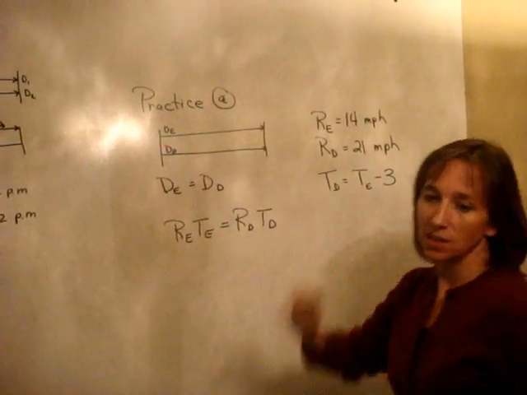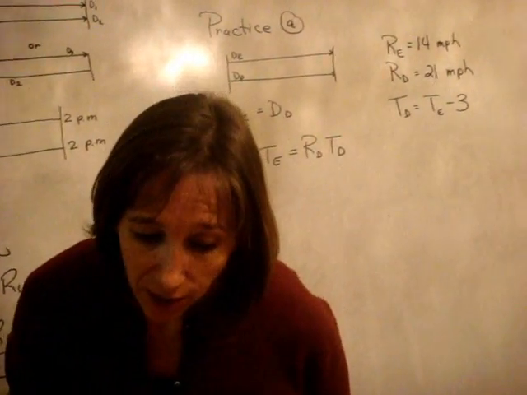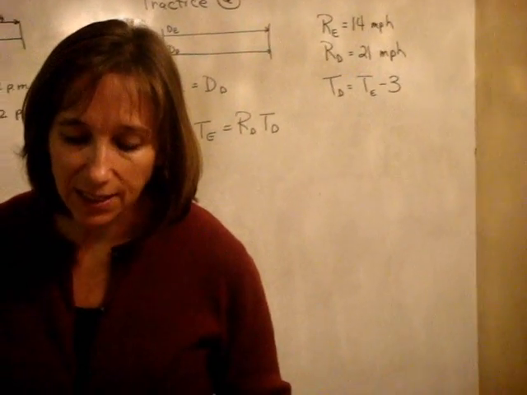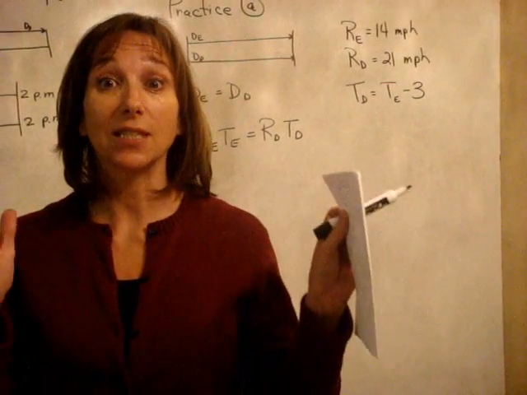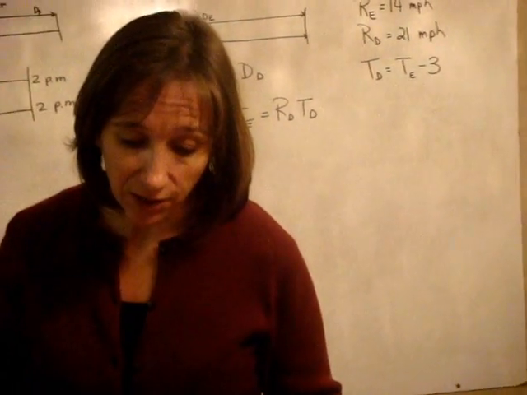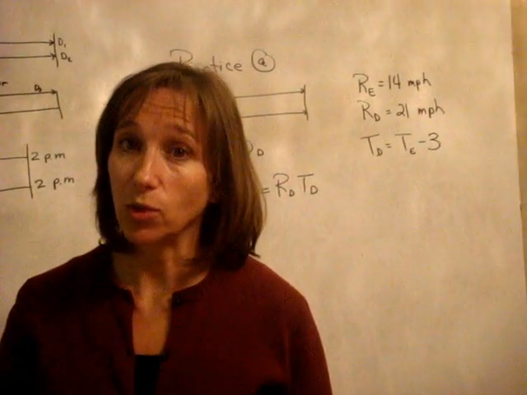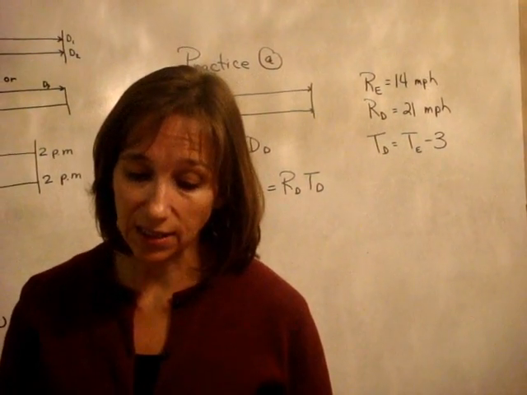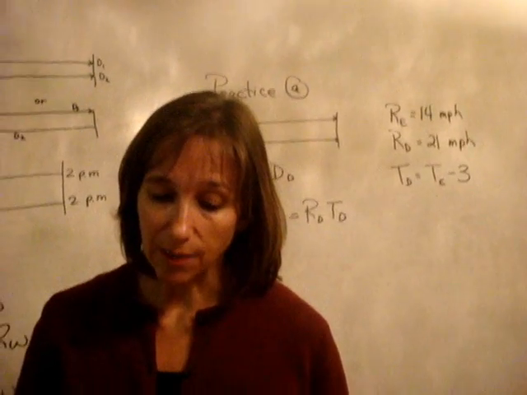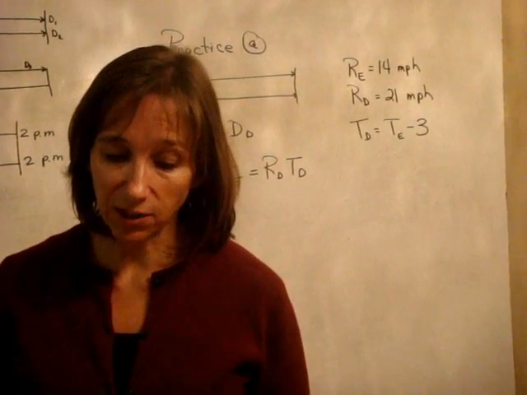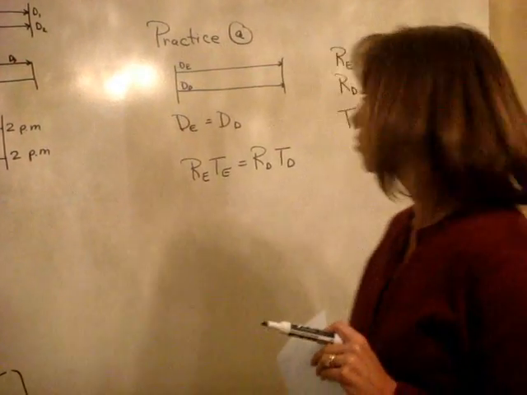Draw your pictures. Practice problem A says Elvira made the trip on Tuesday. David made the same trip on Wednesday. So we know the distances are the same. Elvira traveled at 14 miles per hour. That's her rate. David traveled at 21 miles per hour. That's his rate. And then it tells us his time. His time was 3 hours less than Elvira's time. How far did they travel?